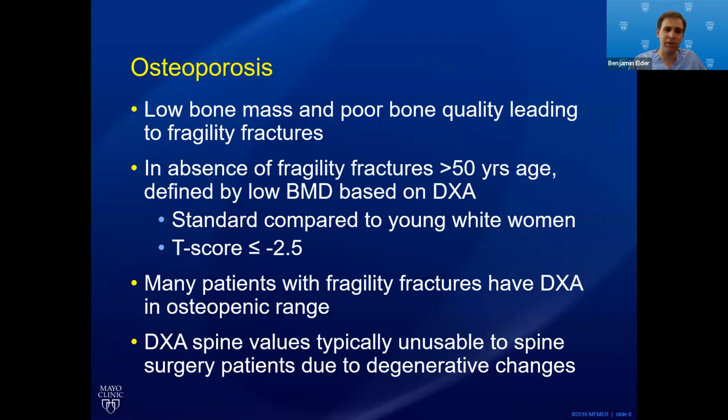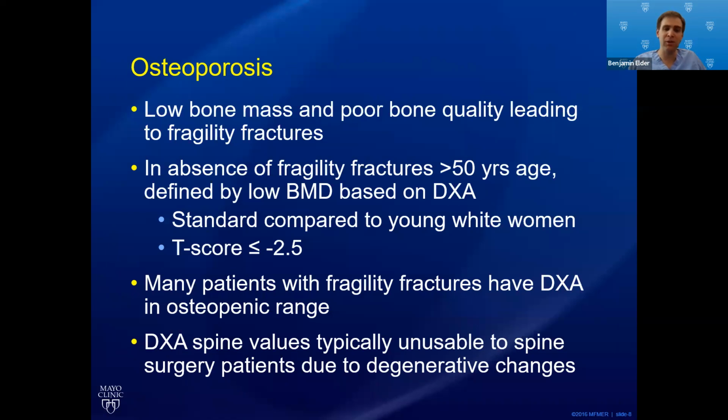So osteoporosis is really defined as low bone mass and poor bone quality leading to fragility fractures. In the absence of fragility fractures in patients greater than 50 years of age, it's defined by low bone density based on the Dexa. And this is really a standard compared to a young white woman, and as compared with a T-score of less than or equal to minus 2.5.